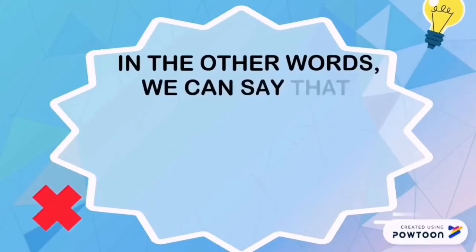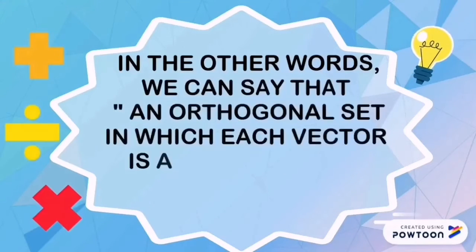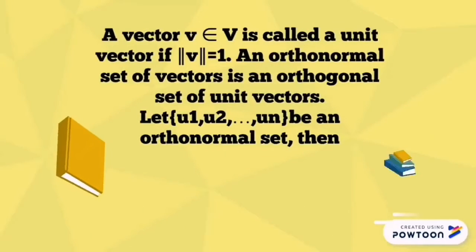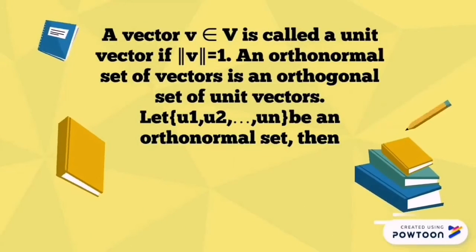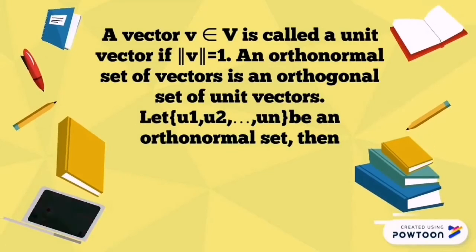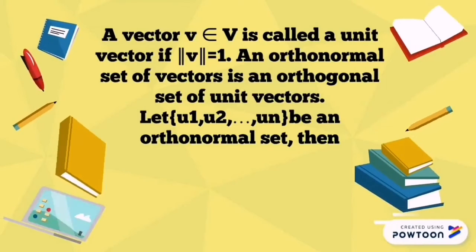In other words, we can say that an orthogonal set in which each vector is a unit vector is called orthonormal. A vector V in a subspace V is called a unit vector if the length of vector V equals 1. An orthonormal set of vectors is an orthogonal set of unit vectors.